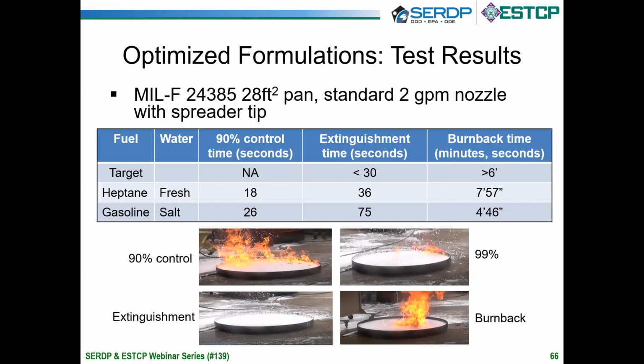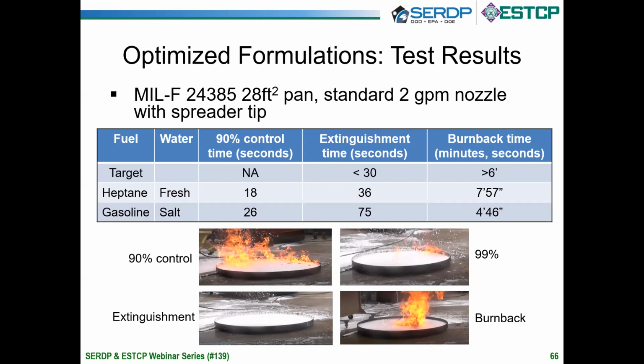The target for the test is extinguishment in 30 seconds and then a 6-minute burn back time. That's the current standard on gasoline. On heptane in freshwater, we controlled very quickly, 90% control within 18 seconds. But you can see there's quite a long time between control and extinguishment. And that's because we probably don't have a good enough vapor suppression to get those edge flickers sealed. But the burn back time is good. And generally speaking, PFAS-free foams can give good burn back times, normally longer than AFFFs.